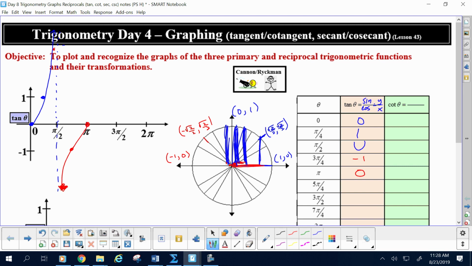And what do you reckon at 5 pi over 4? What is tangent? 1. 5 pi over 4 is like there. And what happens about at 3 pi over 2? Again, that's y over x. That's negative 1 over 0. 0 in the denominator. Uh-oh, that is undefined. So what do you reckon is going on graphically at 3 pi over 2? It's a vertical asymptote.